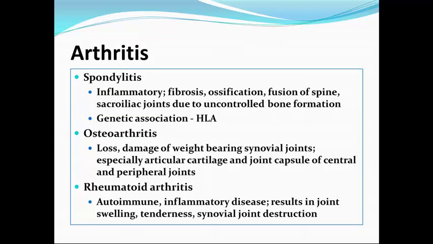Let's start then thinking about arthritis. There are three types of arthritis we'll discuss. We'll talk about spondylitis, osteoarthritis, and rheumatoid arthritis. And we'll spend most of our time on osteo and rheumatoid arthritis. But spondylitis is another form of arthritis that you will see in adults.